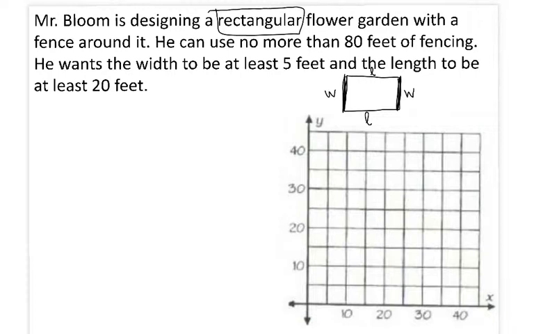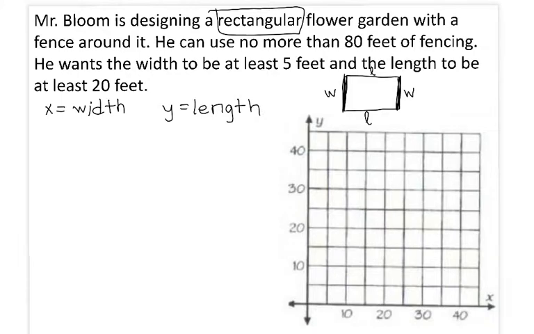So we're going to need 2 variables for this problem as well. We're going to need to use x and y because our graph is using x and y, so we want to use the same variables that the graph is using. So let's let x represent the width of our rectangular flower garden and y equal the length of the flower garden.